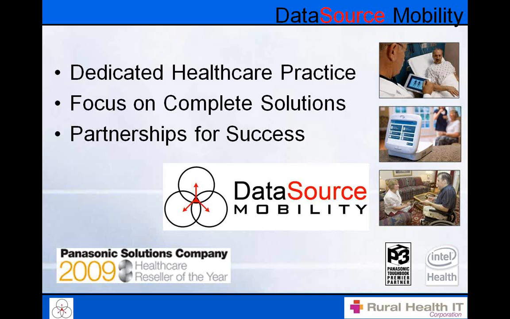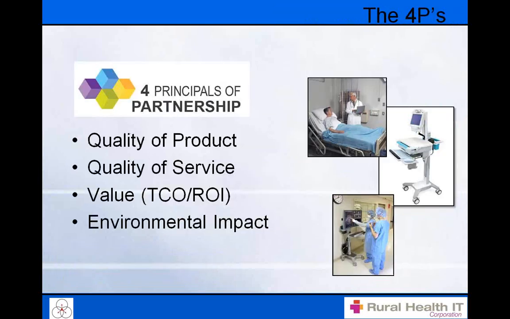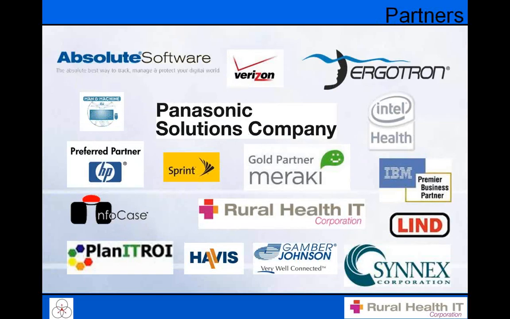But we really try to focus on being a partner to you, our customer, and providing you solutions like Rural Health IT, who can provide grants to get your project going and get it paid for. So these partnerships are very important to us. How we go about our partnerships is equally important. We have a formal vetting process for our principles of partnership that looks at the quality of the product, the quality of the service, the value it presents through total cost of ownership and return on investment, and the environmental impact of the solution. We want you to know that our goal is to provide best-in-class solutions every time we come to you. These are just an example of some of our partners. I'd be happy to talk with you about any of these or other folks that we deal with.